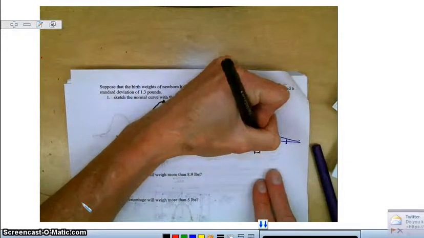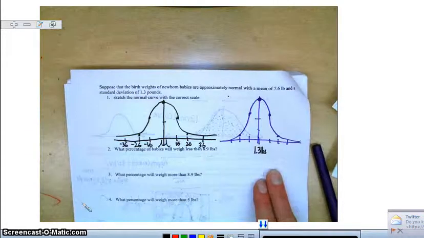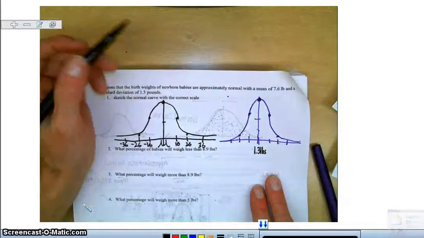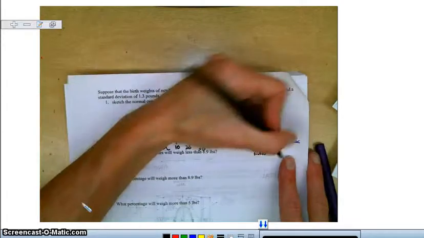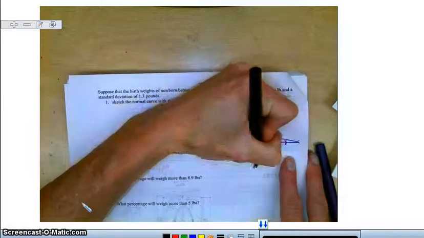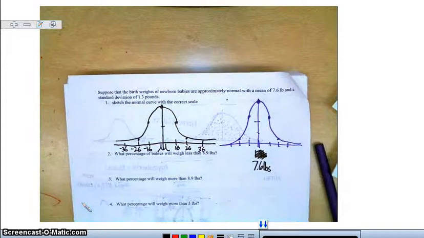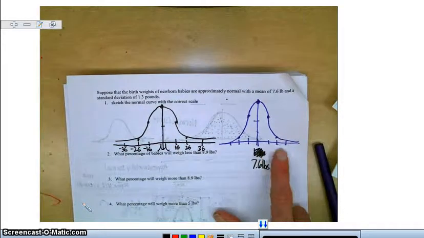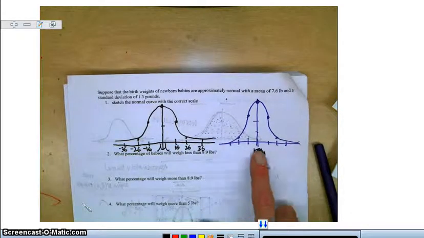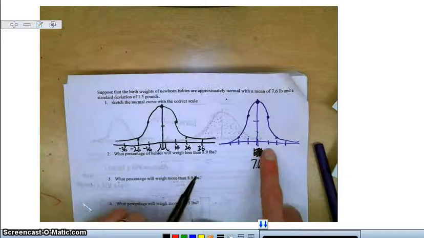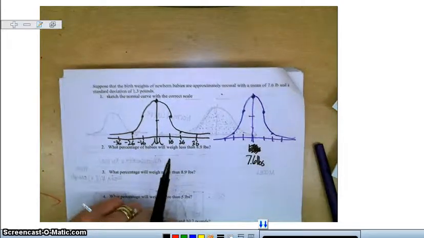Okay, so now what I want to label here, the mean is 1.3 pounds, so I'm going to put 1.3 pounds. And then I want to label each of the standard deviations. So, sorry, whoops, that's wrong. It's not a mean of 1.3, it's a mean of 7.6 pounds. And then the standard deviation is 1.3 pounds. But I don't just put 1.3, 1.3, 1.3. I have to add 1.3 to 7.6 3 times to get the different standard deviations.